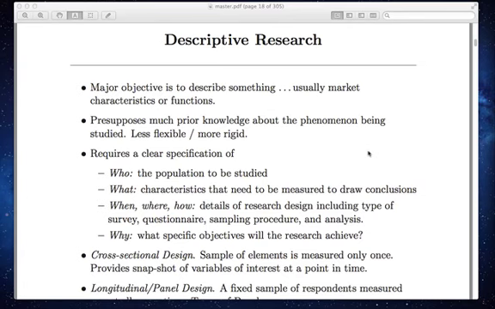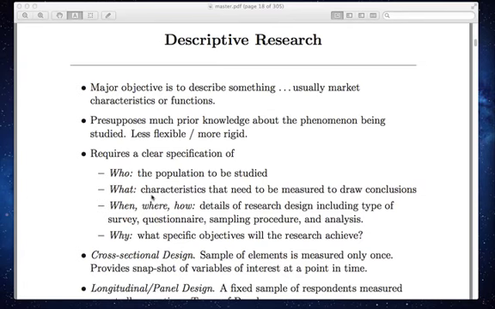So remember what I said about descriptive research. The thing that characterizes it is the need to measure something. We're trying to describe something, and we're going to describe that by measuring it, taking various measurements on it to characterize the thing that we're describing. Now, when we're doing descriptive research, we need a very clear specification of the who, what, when, where, why, and how.